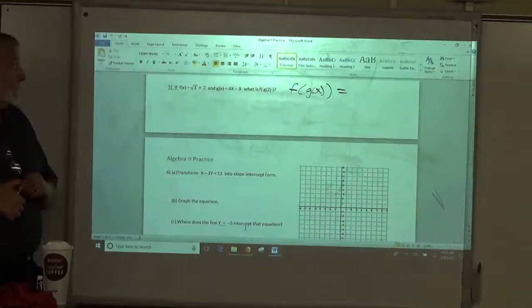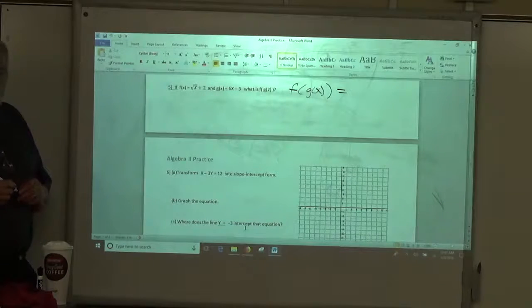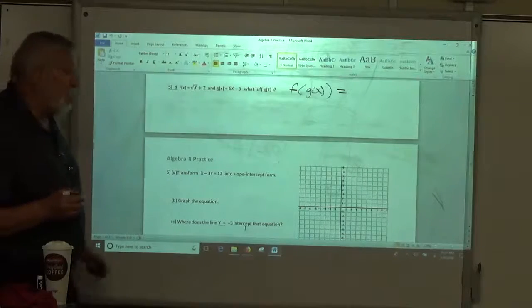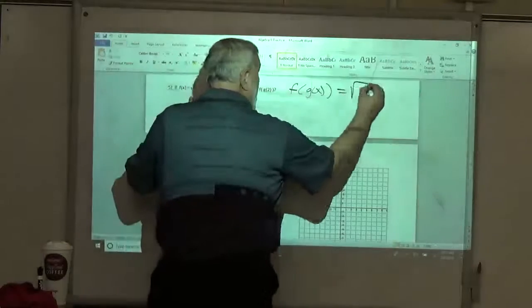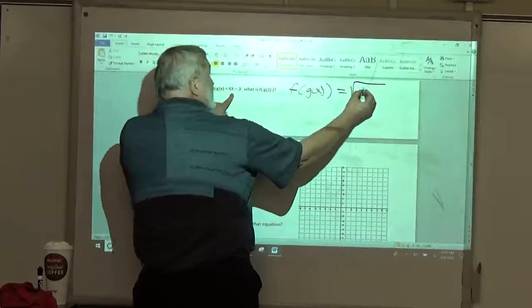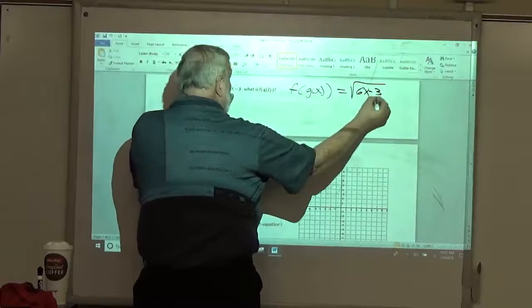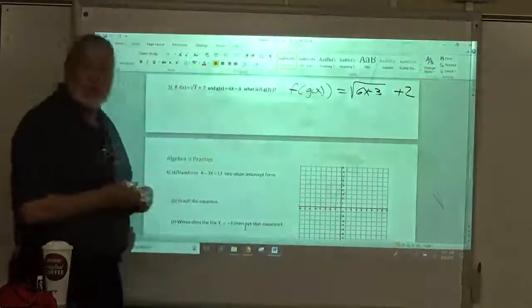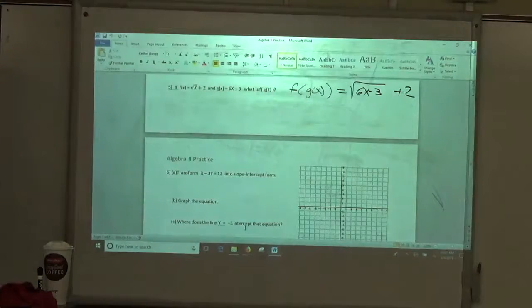You put all of g of x into it. Okay, so what would you write? Square root of 6x minus 3, and then outside of it, plus 2. That's what you would write if it were f of g of x. That's right. I find that harder than the g.